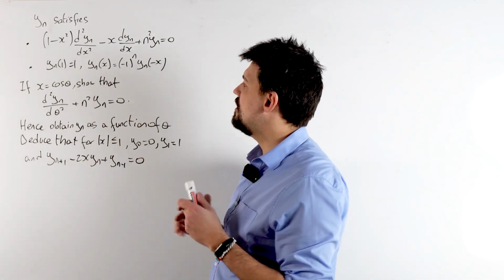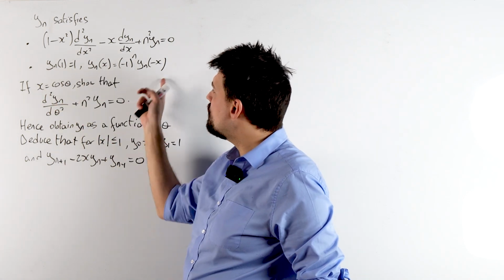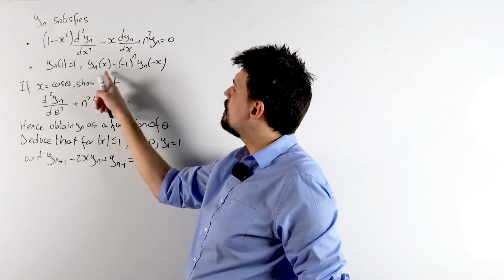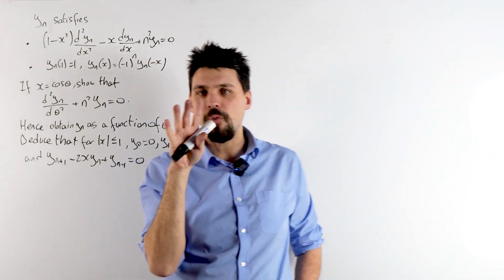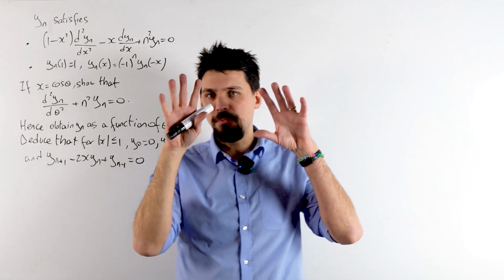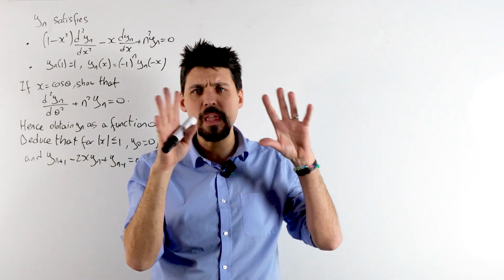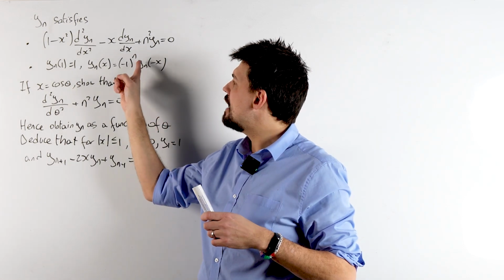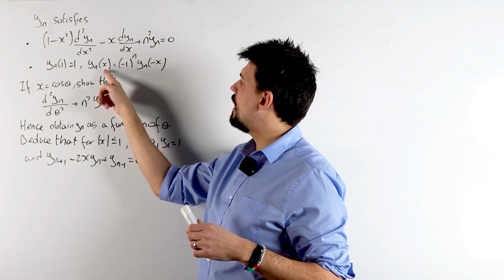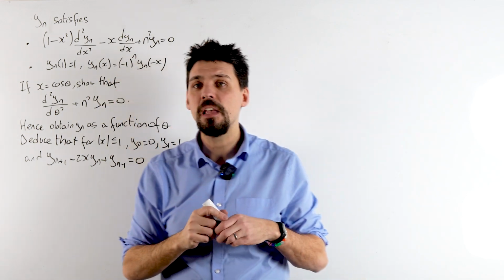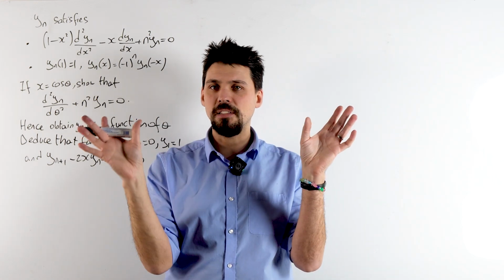We're given these conditions. We're told that yn of 1 is 1, okay, but then we've got this weird condition here: yn of x is minus 1 to the n, yn of minus x. So it's giving me a relationship between the function yn at x and at minus x. And really what's going to happen is as n changes between odd and even, if n is even, yn of x is equal to yn of minus x. That is what we call an even function. Okay, the values at x and minus x are the same.